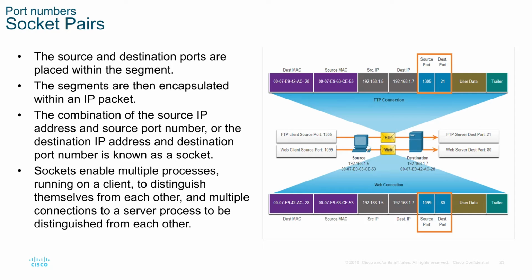The combination of the source IP address and the source port number, or the destination IP address and the destination port number, is known as a socket. The sockets enable multiple processes running on a client to distinguish themselves from each other, and multiple connections to a server process to be distinguished from one another.